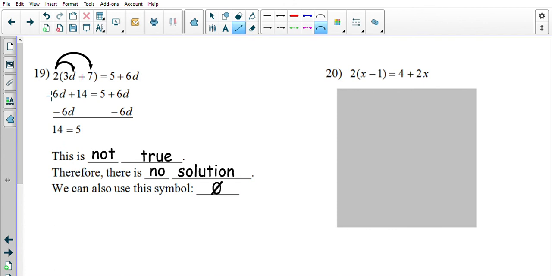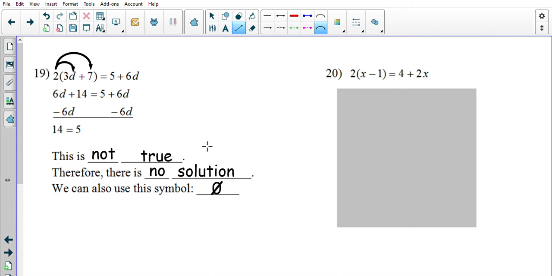That statement isn't true. So what we say in cases like this, which will happen sometimes, we say that there is no solution. So you can either write out the words no solution, or we can use this symbol, which is essentially a 0 with a slash through it. So it means that there is no solution to this equation.